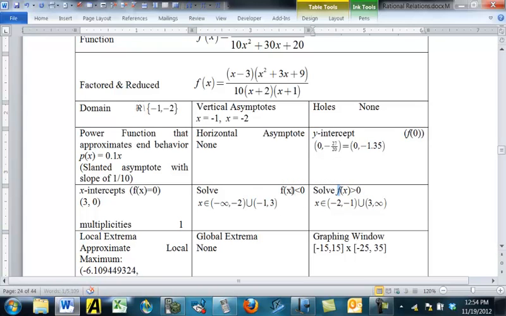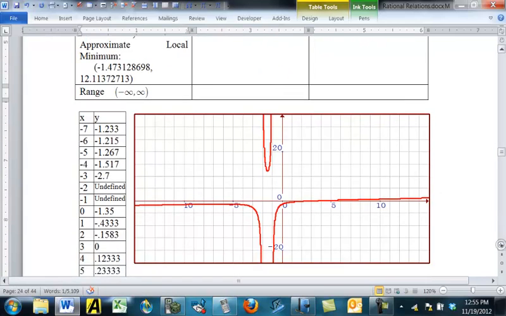We'll get this greater than and less than 0 stuff a little bit later. Let's go ahead and get the x-intercept now, though. The only place that makes the top 0 that's a real number is x equals 3, so that's a root of multiplicity 1, so it's only going to cross the x-axis one time. So let's take a look and see what the graph looks like.